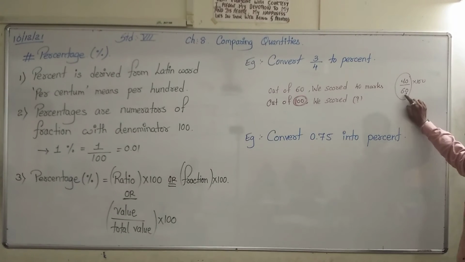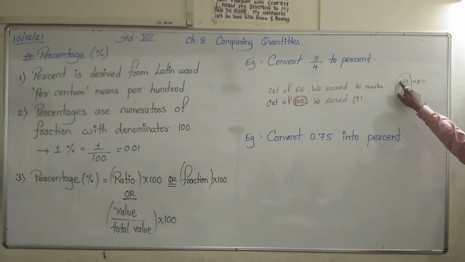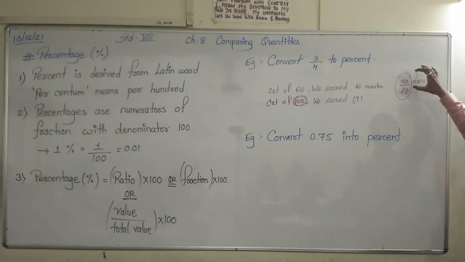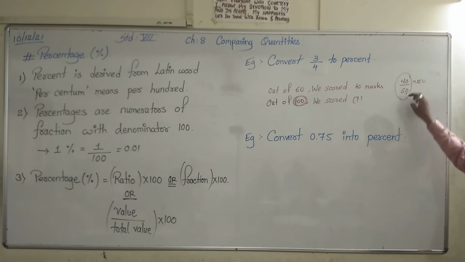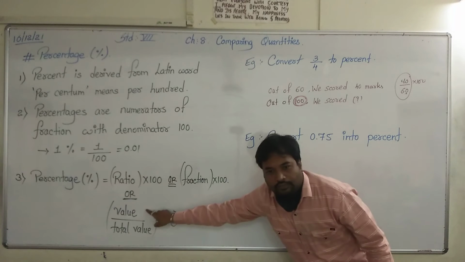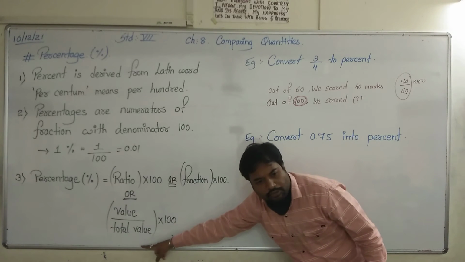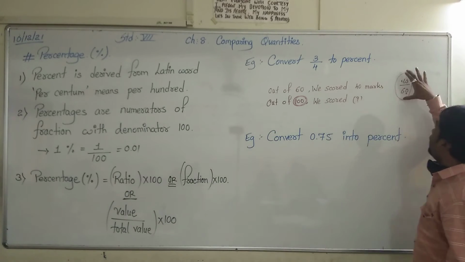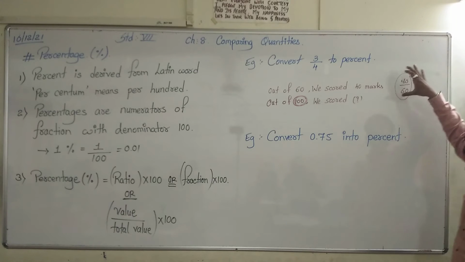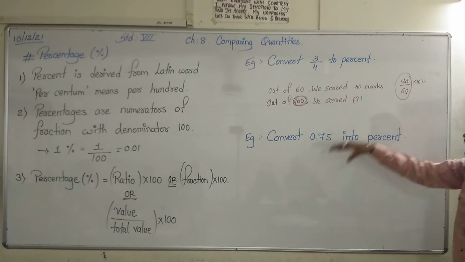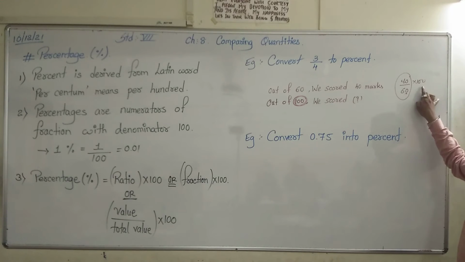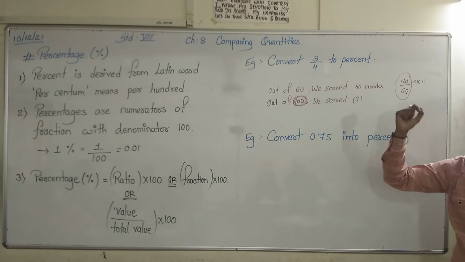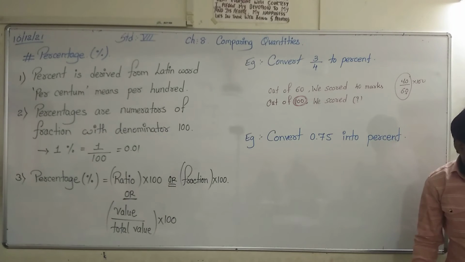So out of 60, we score 40. This is the total value, 60, and this is the obtained value. The obtained value upon the total value is a ratio, or a fraction, and that is to be multiplied with 100. Once we multiply with 100, we get the percentage.